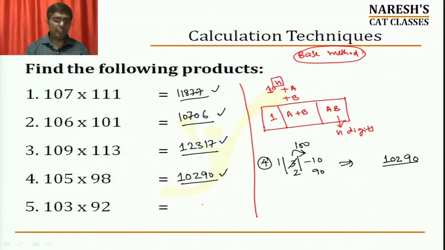Right. Let us see what is there. Again, same thing, right? First of all, always identify A and B. Here A is plus 3, B is minus 8. 100 plus 3, 100 minus 8. Again, 1, A plus B, 3 minus 8, minus 5. 3 into minus 8, minus 24. Let us see what happens.